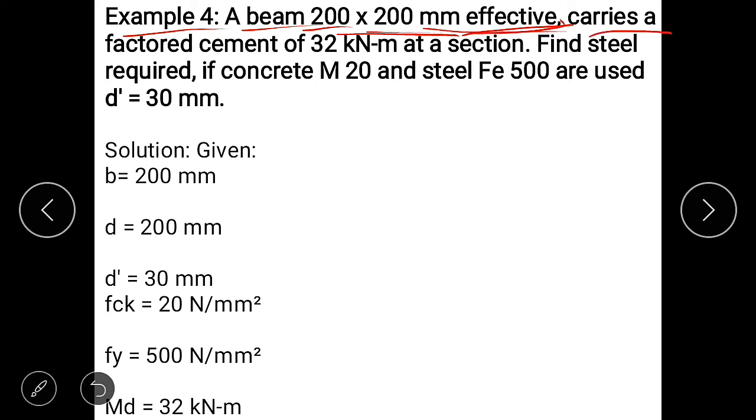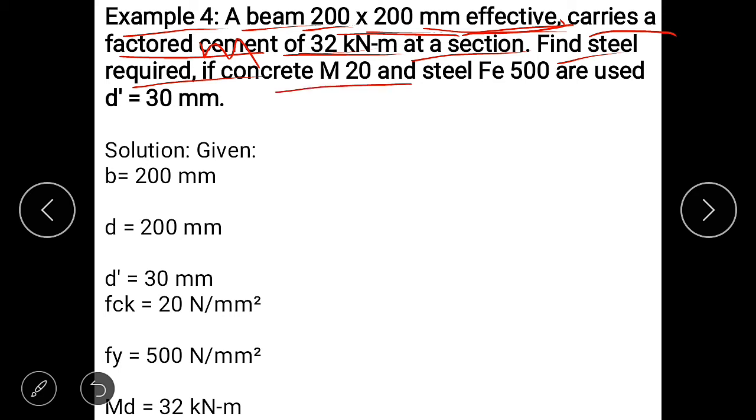So it carries a factored moment. Factored moment is 32 kilonewton meter at a section. So the moment is given here. Factored moment is 32 kilonewton meter at a section. Find steel required. We have to calculate ASC and AST.